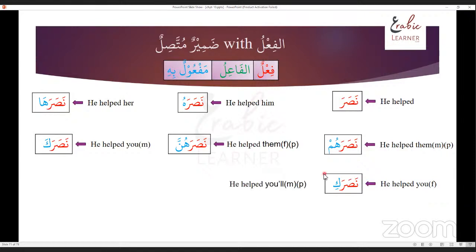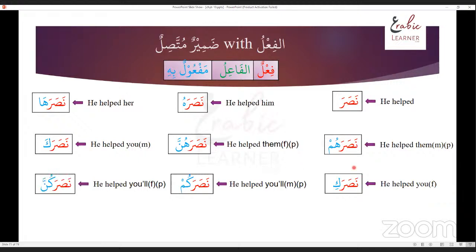He helped you all, masculine plural. You all: Nasarakum, well done. And he helped you all, feminine: Nasarakunna. Good. He helped me.